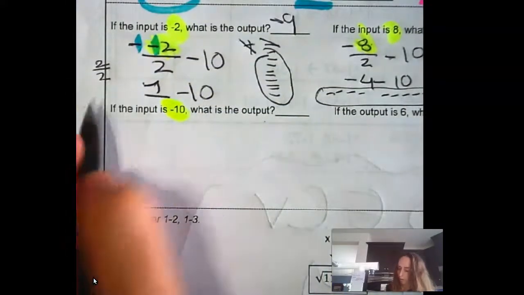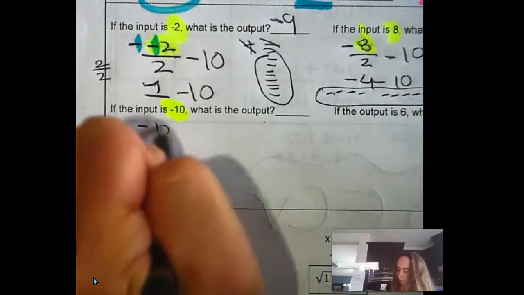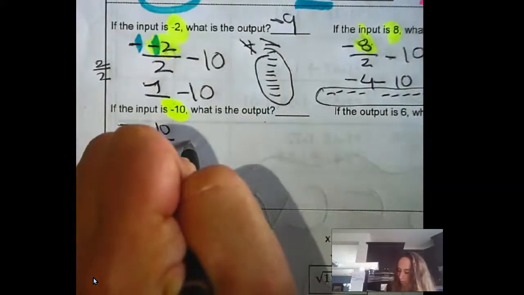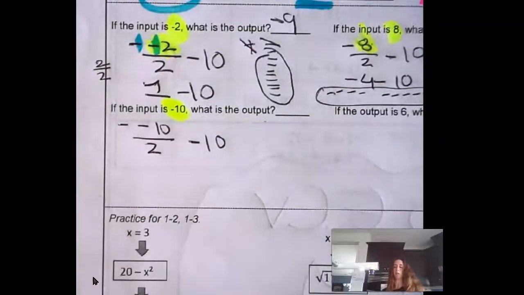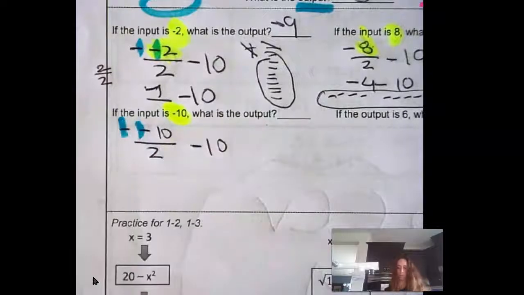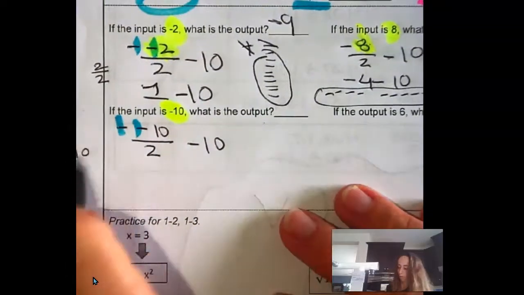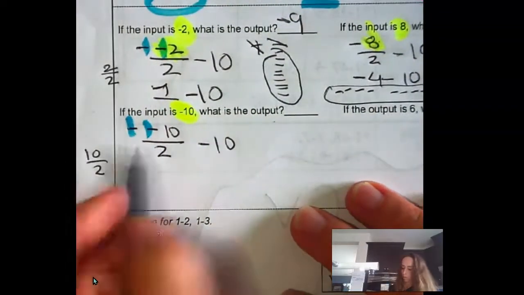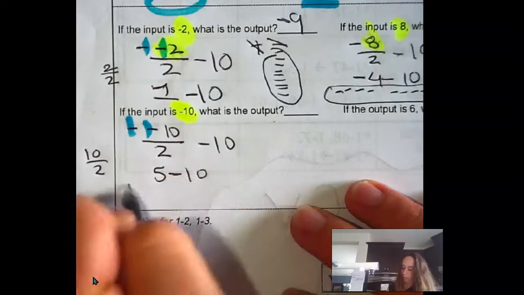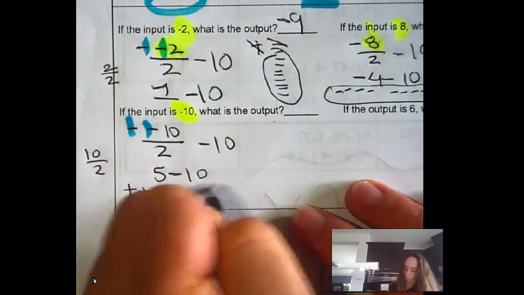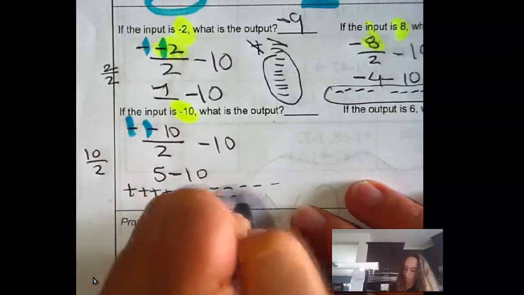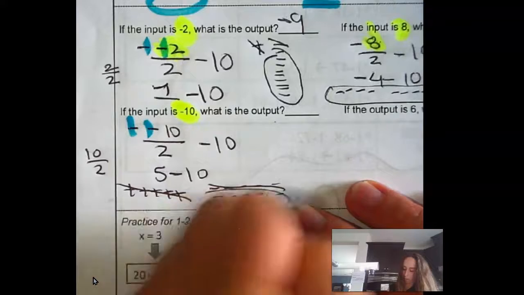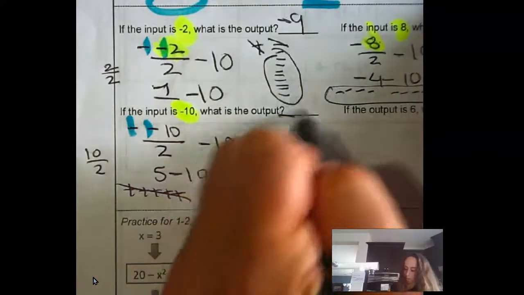Okay. This time, they're saying the input is negative 10. So I go negative of negative 10 over 2 minus 10. 2 negatives make a positive. So I have 10 divided by 2, which is 5, minus 10. 1, 2, 3, 4, 5, 6, 7, 8, 9, 10. Negative 5.